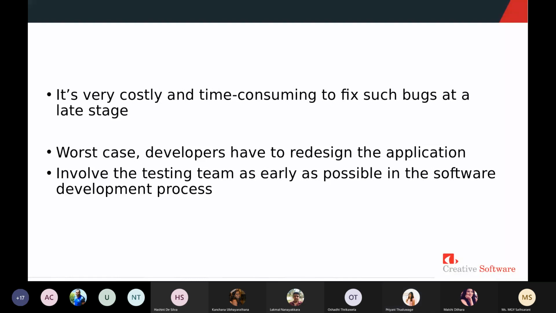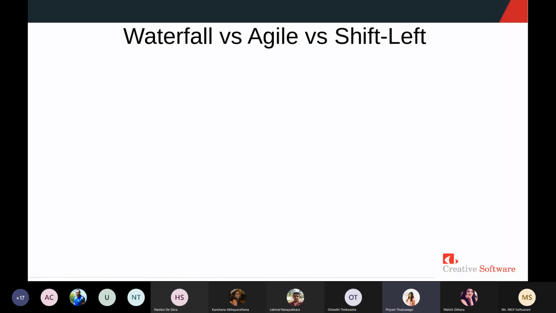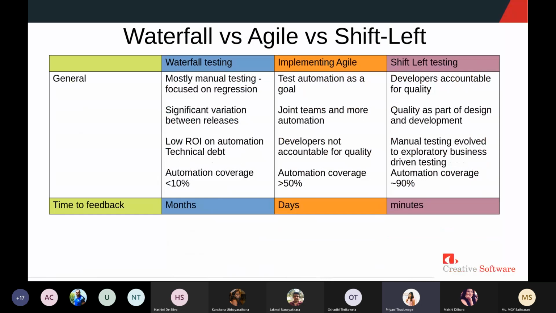So now I'm going to talk about the difference between waterfall, agile and shift left. Before coming to shift left, we have some agile practices in our software industry. Here I'm going to describe different types of organizations. The first is the waterfall organization. Then we have an organization in the early stages of adopting agile.